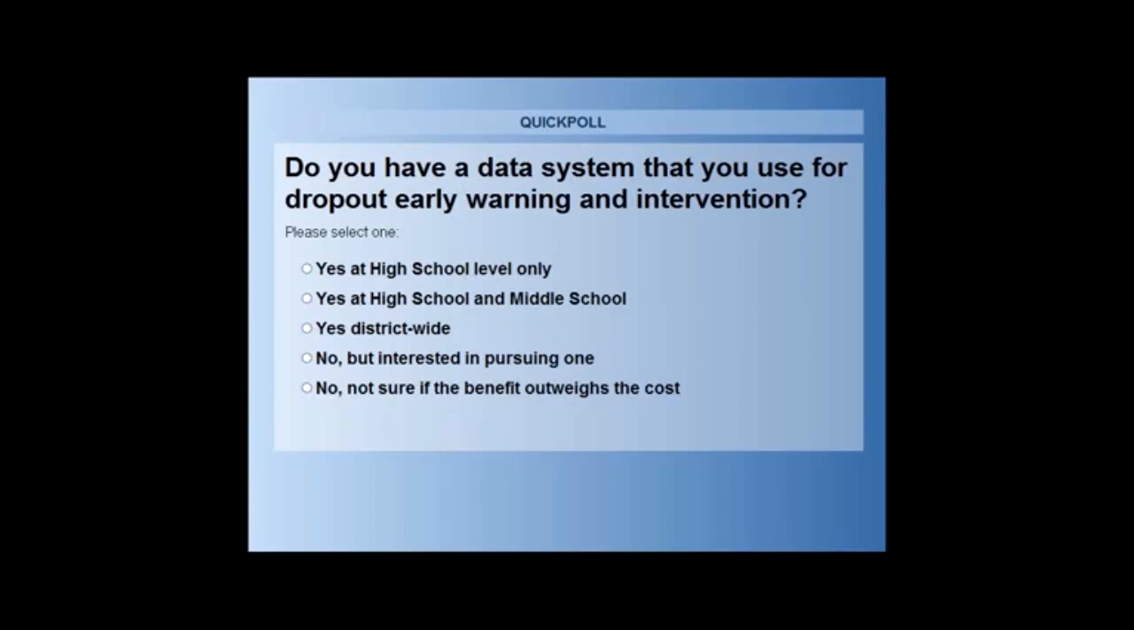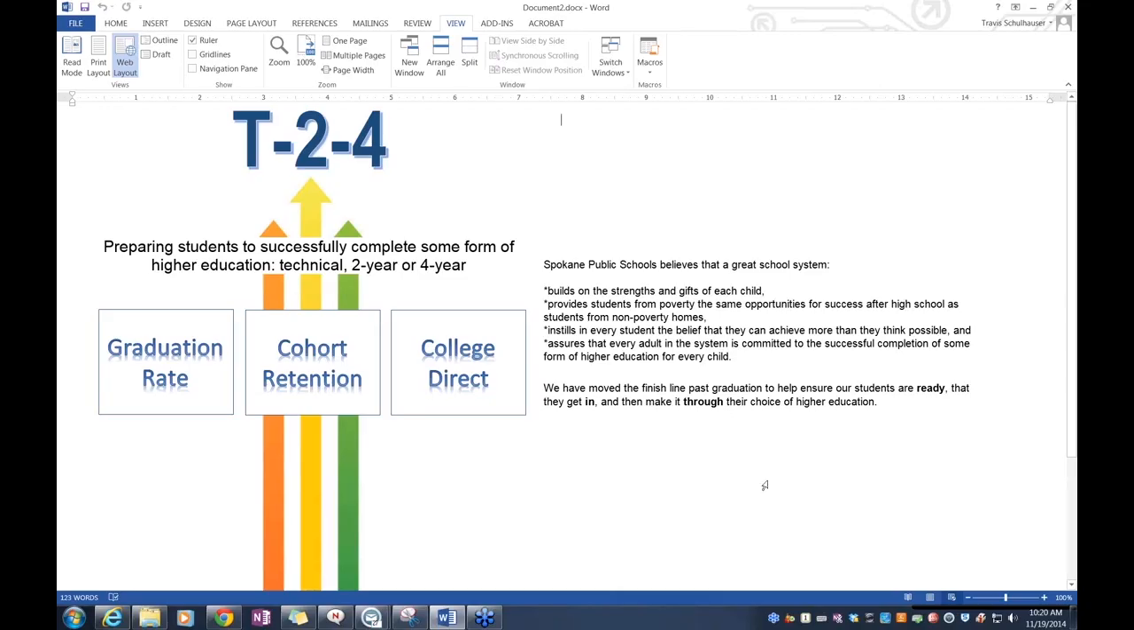Why don't we transfer this over to Travis over in Spokane, and he can talk about how Spokane developed and is using their database early warning system. That sounds great. All right, you should have it, Travis. All right, there we go.